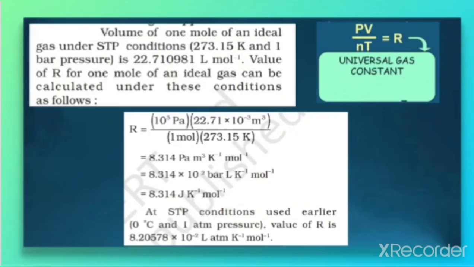At standard temperature and pressure used earlier, that is 0 degree and 1 atm pressure, the value of R is the value which we have already discussed. So this is the value for R, 8.314 joule per Kelvin per mole. This value you need to remember for doing the problems.